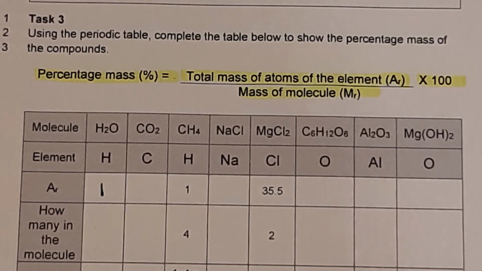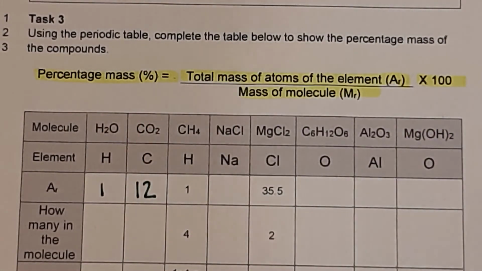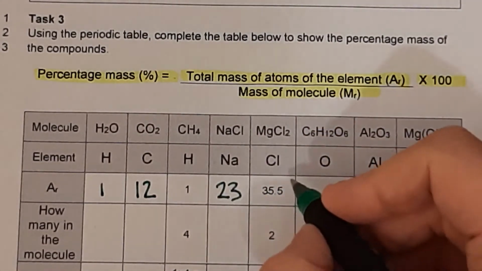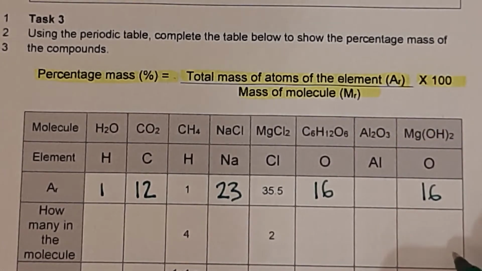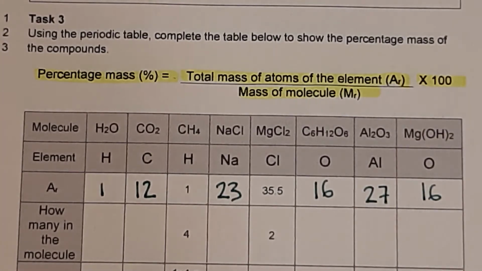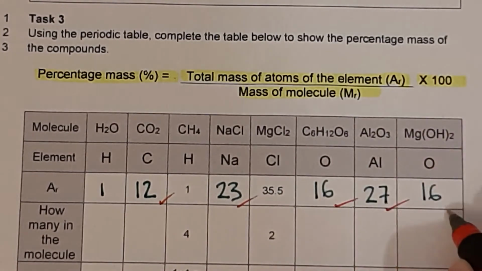Okay, so let's go through that. The relative atomic mass of carbon is 12, hydrogen's done for us, sodium is 23, oxygen is 16, and that's here, and aluminium is 27. So give each of those a tick if you got them right. Okay, that's stage 1 done.